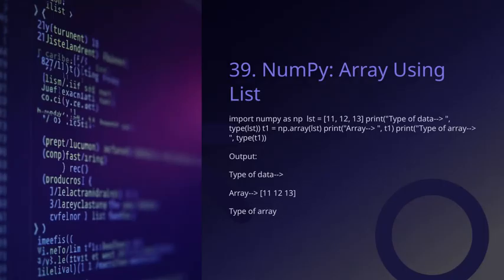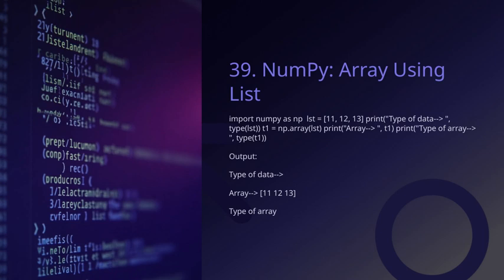All right, let's take a look at slide 48. Here, we're exploring how to create NumPy arrays from Python lists. First, we import the NumPy library using the alias np, which is a common convention. Then, we define a simple list called lst with 3 elements, 11, 12, and 13. Next, we print out the type of this list using the type function, and as you can see, it confirms that lst is a Python list.